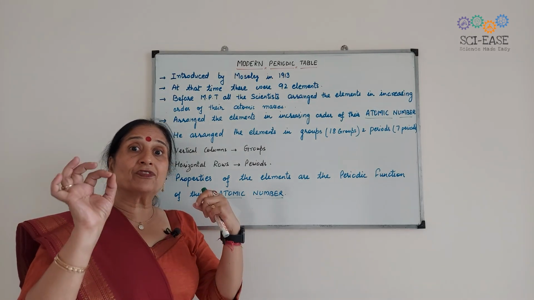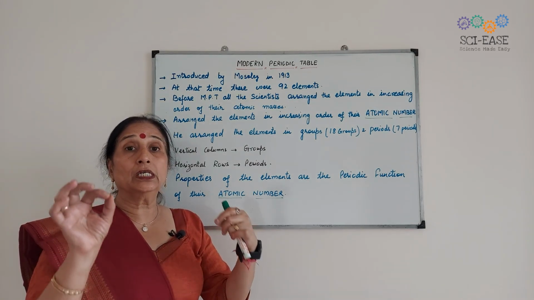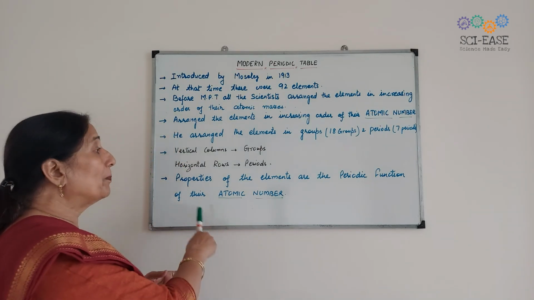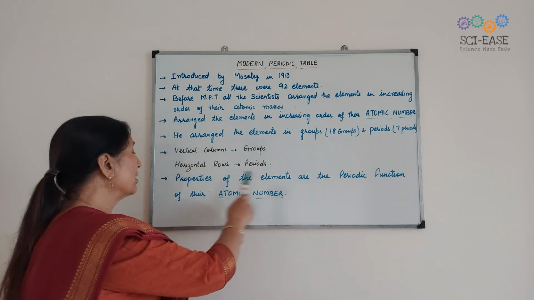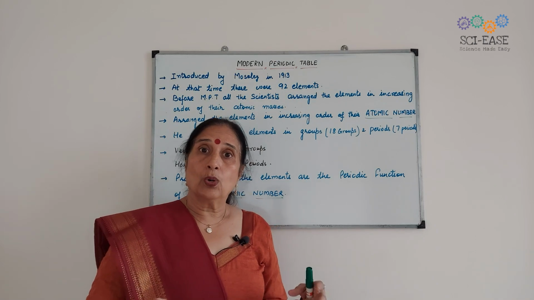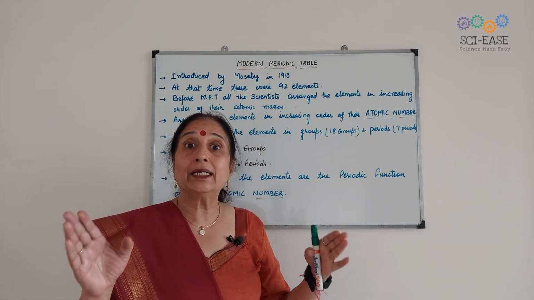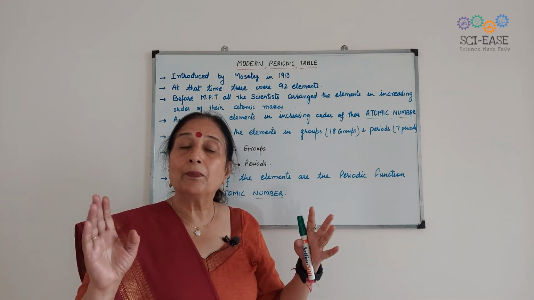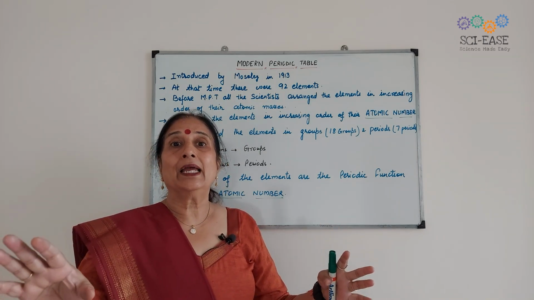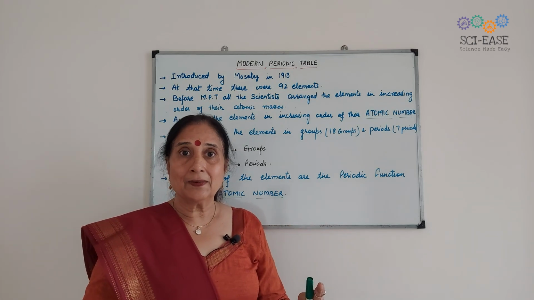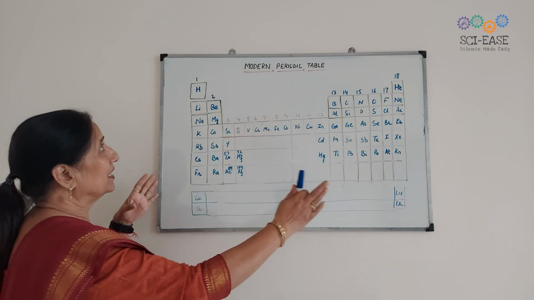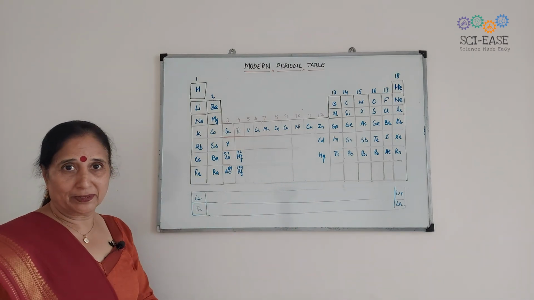So, he gave the definition of the modern periodic table as: the properties of the elements are the periodic function of their atomic number. Okay? Now, I will tell you in detail about the periodic table, how he divided the elements in groups and periods just now. Now, this is the layout of the modern periodic table.